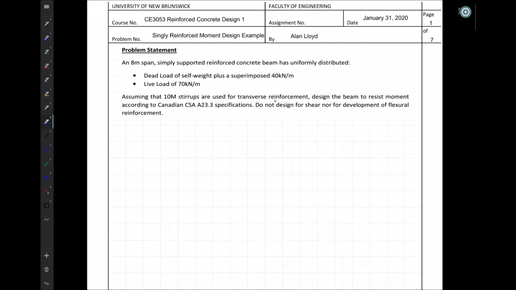In this problem, we're asked to design a reinforced concrete beam that can support an 8-meter span of a simply supported load that is uniformly distributed over the length of the beam. The load is comprised of dead load, which includes the self-weight of the beam plus a superimposed dead load of 40 kilonewtons per meter and a live load of 70 kilonewtons per meter.